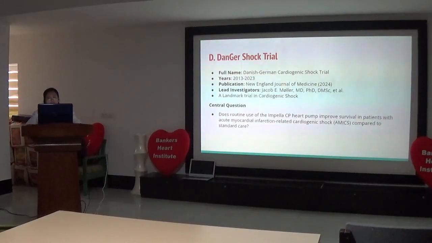This was the Danish-German cardiogenic shock trial, conducted 2013 to 2023. It was published in 2024. It was a landmark trial in cardiogenic shock.